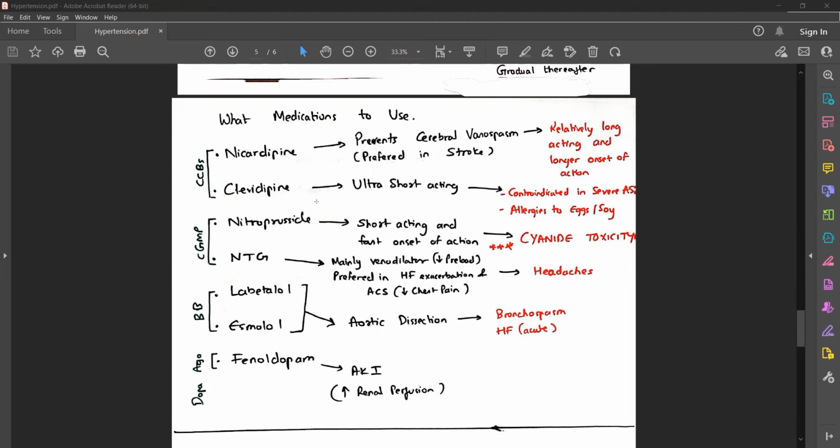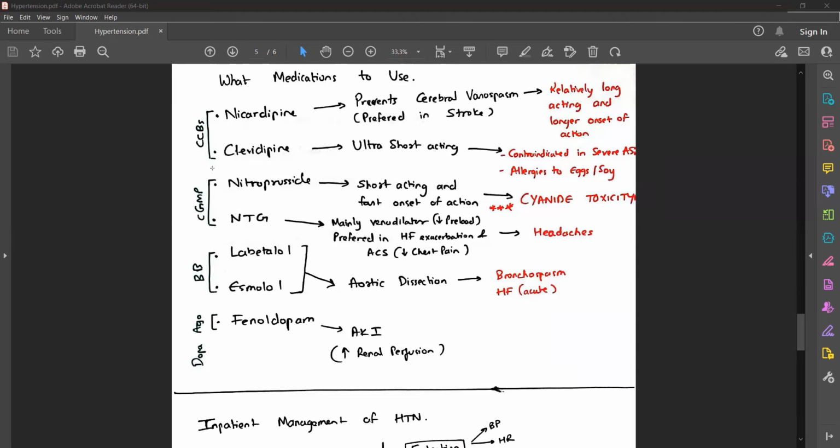Then the other one is clevidipine. It is ultra short acting, with a very fast onset of action, and it wears off quickly if you stop the drip. So this is something that can be very easily controlled. The only problem is it's contraindicated in severe aortic stenosis, and you cannot give it to a patient who is allergic to eggs and soy.